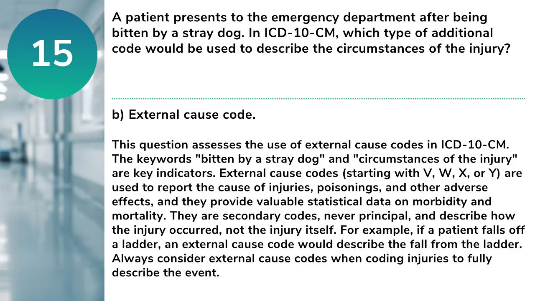They are secondary codes, never principal, and describe how the injury occurred, not the injury itself. For example, if a patient falls off a ladder, an external cause code would describe the fall from the ladder. Always consider external cause codes when coding injuries to fully describe the event.